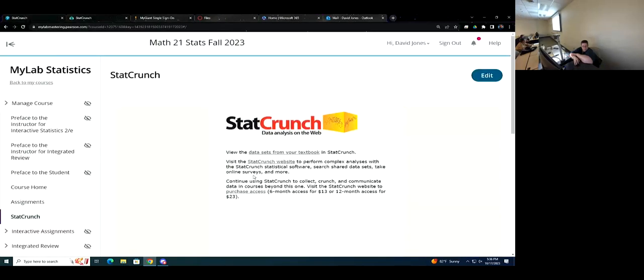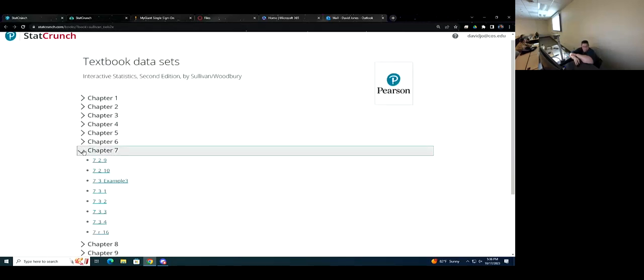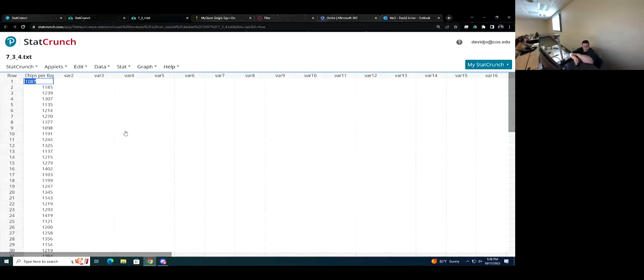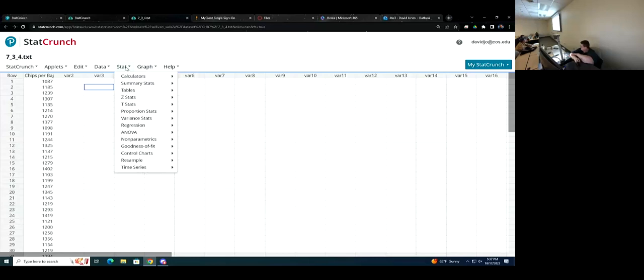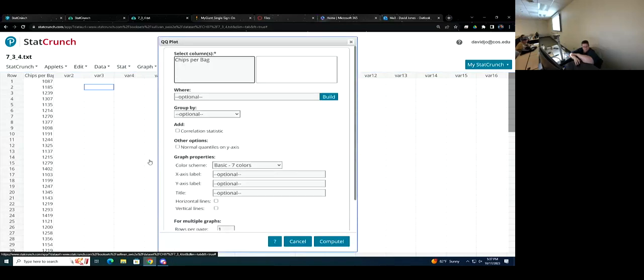So you do it the same way. You click on the data sets. Takes you over here. Now I'm going to just select SAP chapter 7. So you'll see we got 40 rows of chips. So we're going to do stats. Not stats, graph, QQ plot. Chips per bag, and we will add the correlation statistic in normal quantiles.